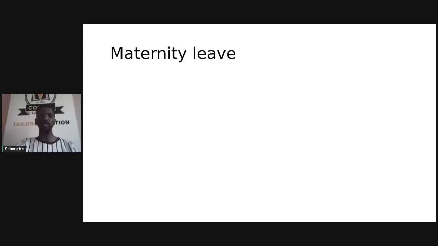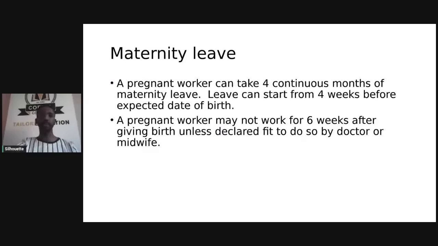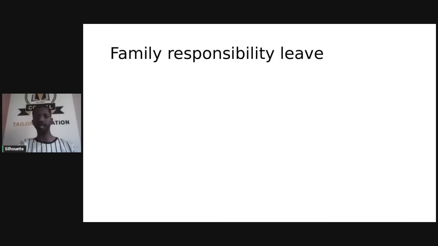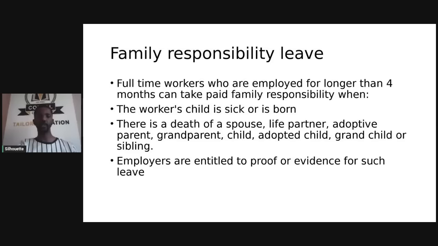And then maternity leave, when an employee is pregnant, they can take up to 4 continuous months of maternity leave. And then they can start from 4 weeks before the expected birth. And then a pregnant employee may not work for 6 weeks after giving birth unless a doctor or a nurse or a midwife declares that employee to be fit for duty.